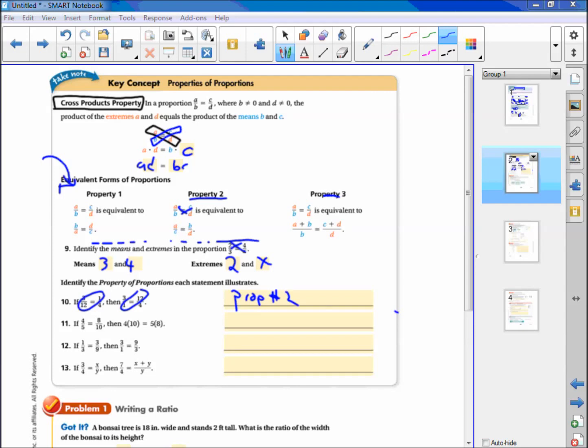Number 11: 4 over 5 equals 8 over 10, then 4 times 10 equals 5 times 8. So this is our cross products property, this top one.